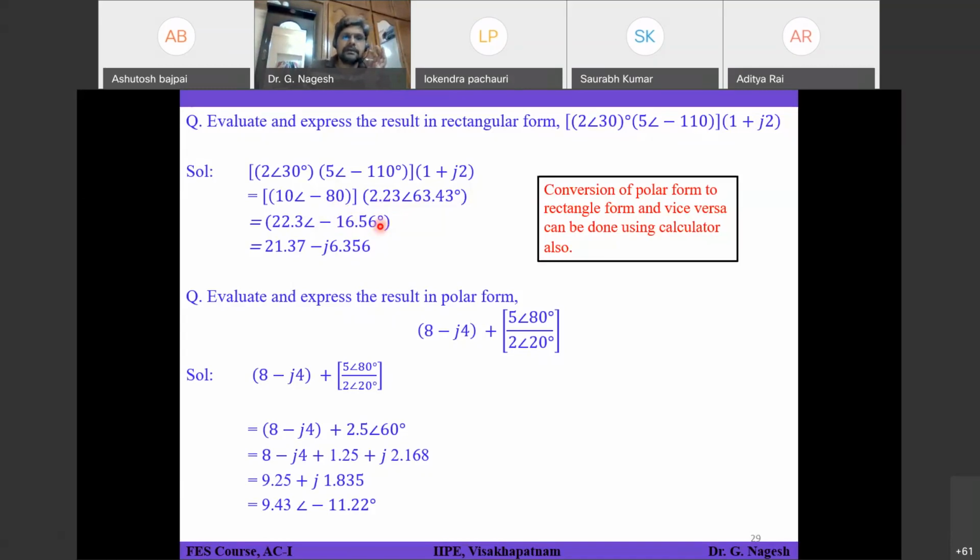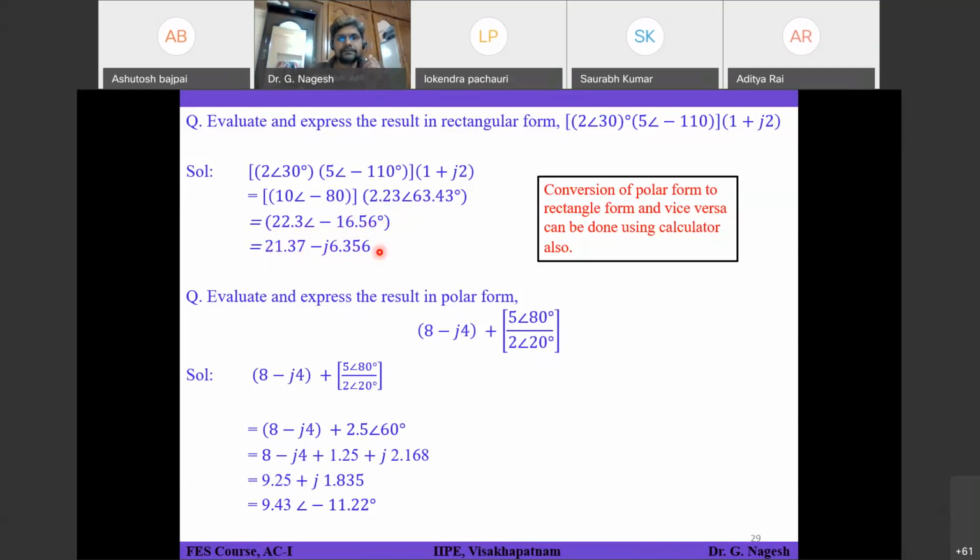So this is polar format. I am again converting into rectangular format. You can leave it at this point if you want, but for your understanding, I am simply converting. So how to do that? 22.3 into cos of minus 16.53 plus 22.3 into j into sine of minus 16.53. If you do that, you will get 21.37 minus j 6.353.